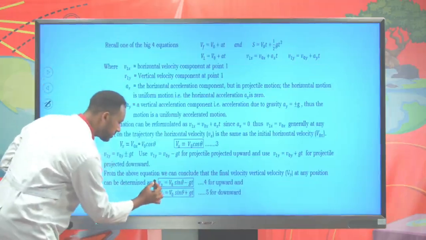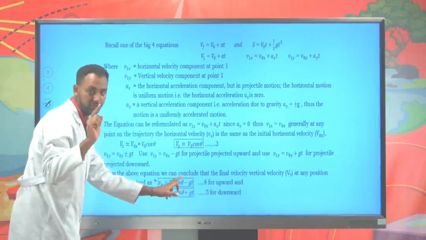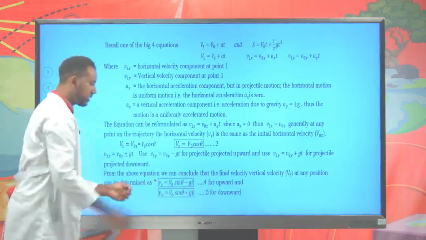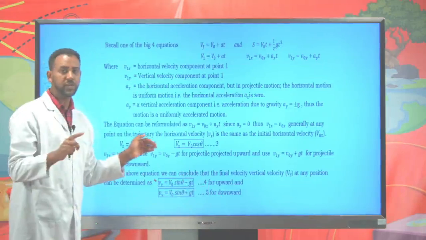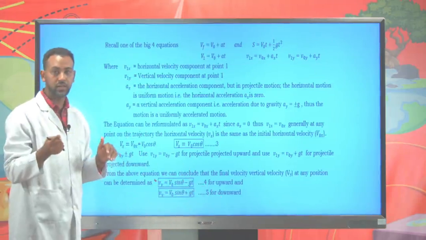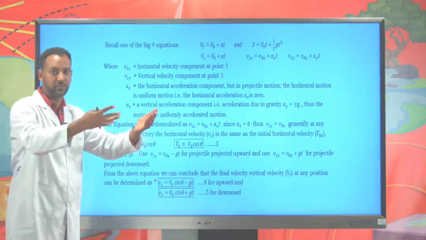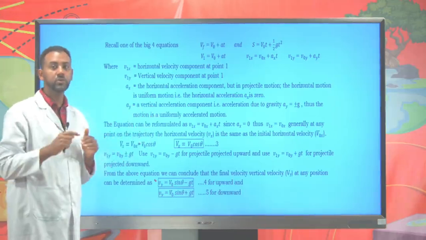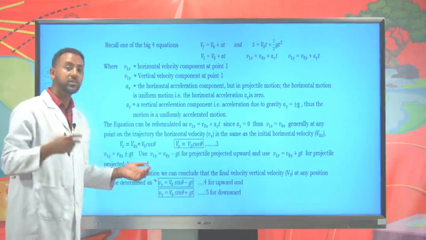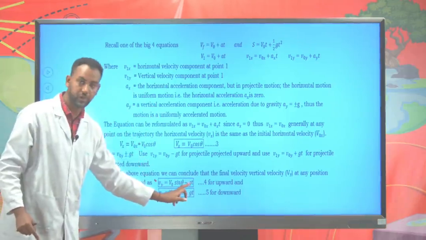Therefore, it's possible to use the vertical component Vy equals V naught sine theta minus gt for a projectile projected upward. If it is projected downward, we can use the plus sign. So keep that at the initial component, the horizontal velocity can be determined by V naught cos theta, and the vertical component by V naught sine theta. But after a certain time t, the horizontal velocity component remains constant since the motion is uniform motion. The vertical component can be determined using the time t, minus gt.